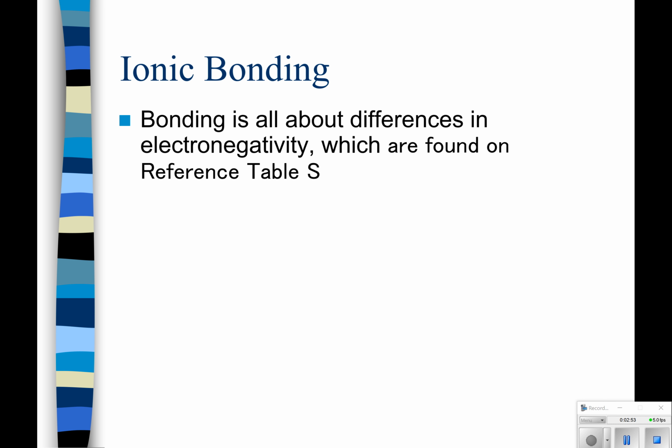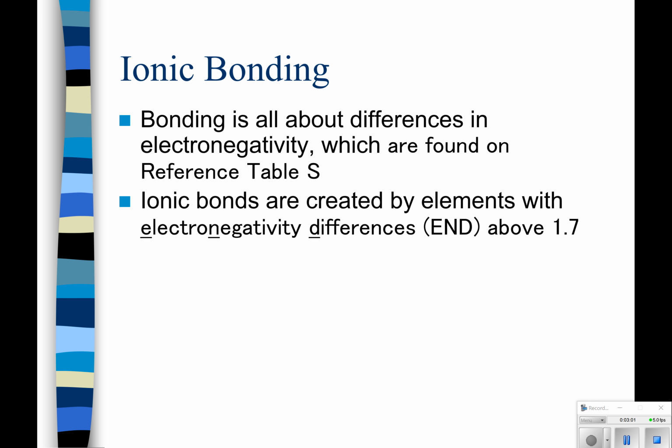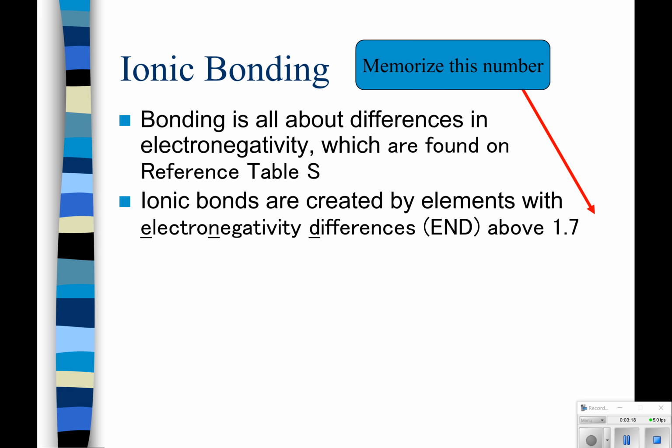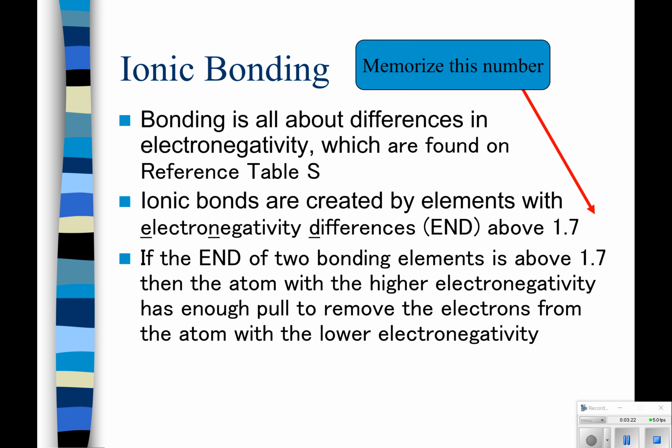Now, as I had mentioned, bonding is all about differences in the attraction for electrons, which is electronegativity, and we can find those values on table S. Now, we'll get into this more specifically with a graphic in our next lesson, but for now, we can determine that ionic bonds are going to be created by elements that have an electronegativity difference, or an END, above 1.7. This number is going to have to be memorized.